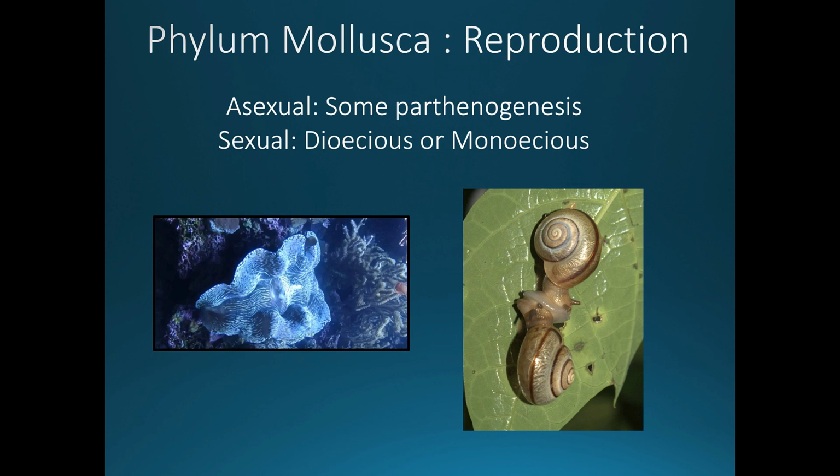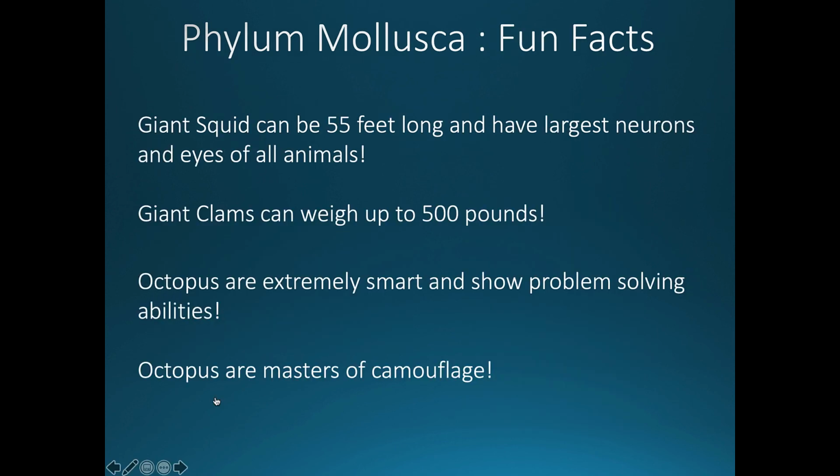A lot of them will still reproduce asexually, and some will do this by parthenogenesis. Many of them, when they reproduce sexually, will be dioecious, having separate males and females, but others still are hermaphrodites, being monoecious. Some interesting facts about the mollusk is that the giant squid can be quite large.